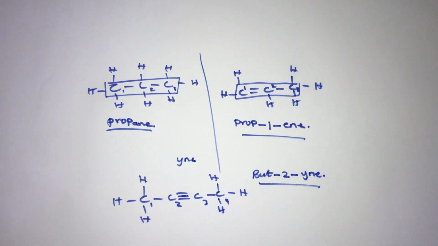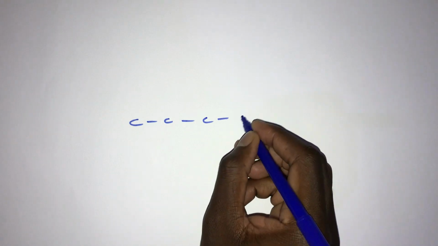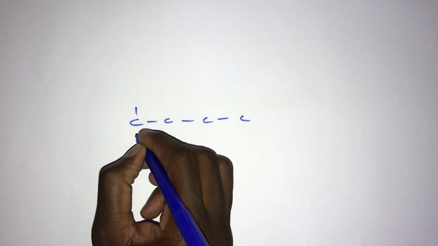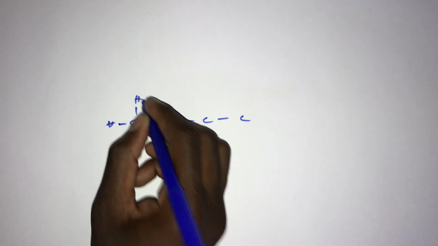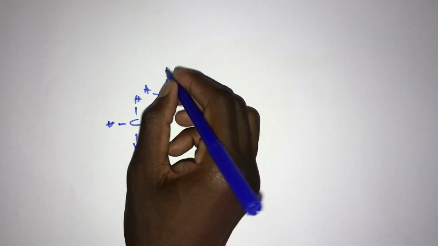Now let's try another one. Let's say now we have a branch or a side chain. So we have a side chain.